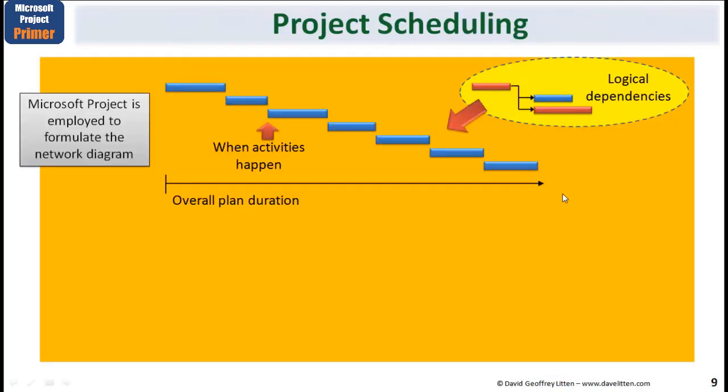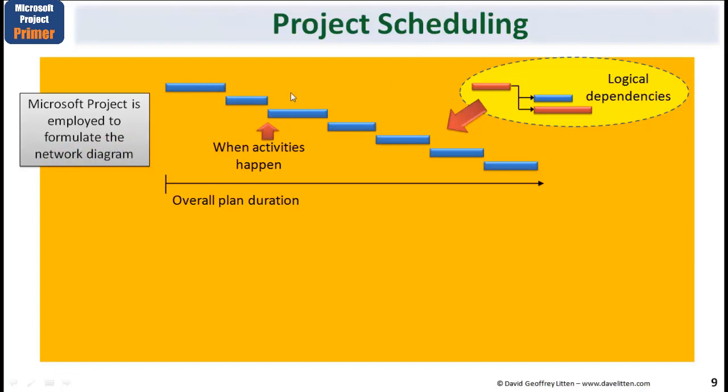Now I want to touch on project scheduling, and this is important because I want you to start considering what is called the dependencies of each of the tasks. Now, Microsoft Project is employed to formulate what is called a network diagram. I've shown here actually the Gantt chart. We'll see that a network diagram, sometimes called a PERT chart, is another view. But let's use the Gantt chart since it's the best way to put across the point I want to make here.